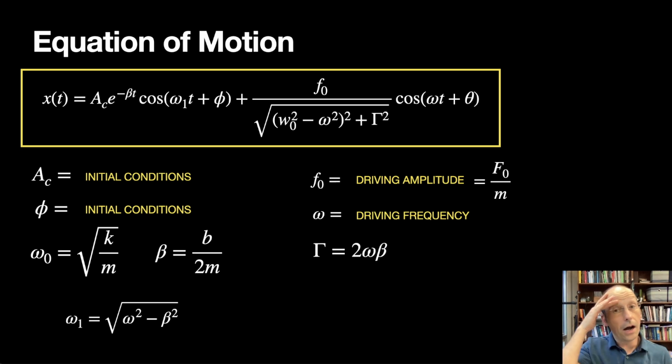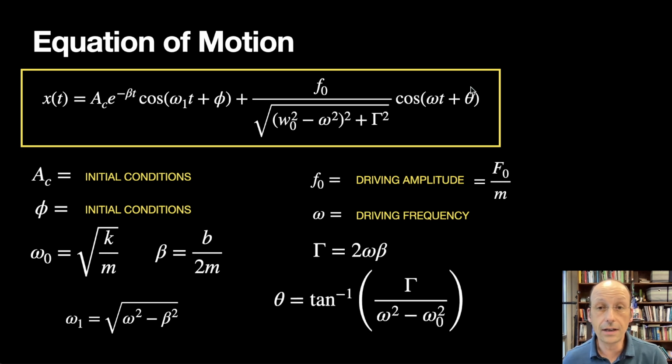And then if you'll notice in this solution, we have this gamma term in there, and that's really just to make things simpler. So gamma is just 2 omega beta. It turns out that it's easier to do that. We don't have to do it that way. Some people will leave it as 2 omega beta. So that's the driving frequency, and that's a damping term.